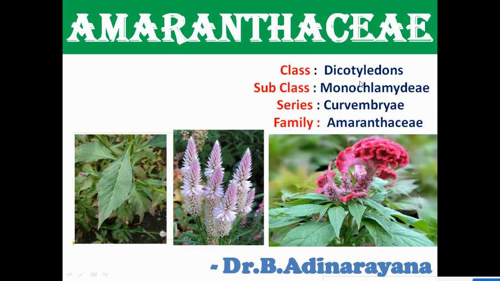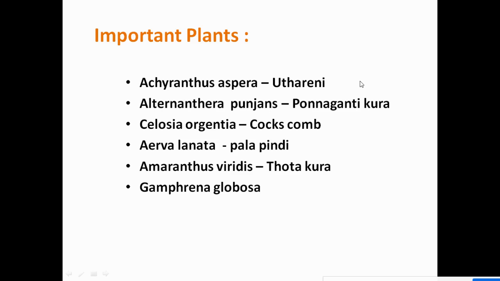Amaranthaceae is a dicot family, subclass Monochlamydeae, series Curvembryae. Next, the important plants of this family include Achyranthes aspera, which in Telugu is called Uttareni, and Alternanthera pungens, which in Telugu is called Ponnaganti Kura.